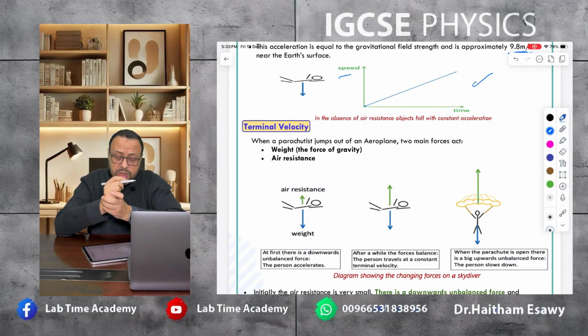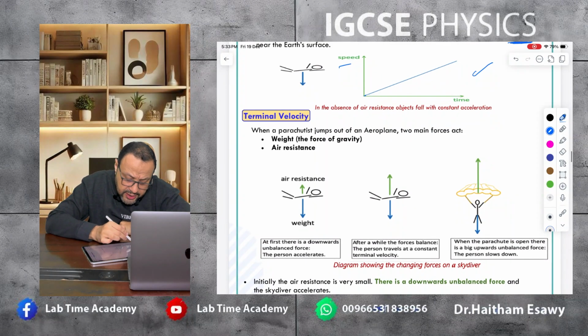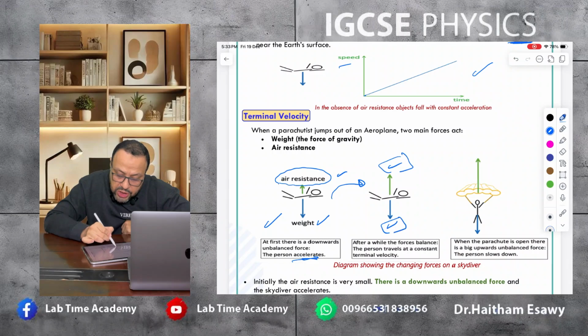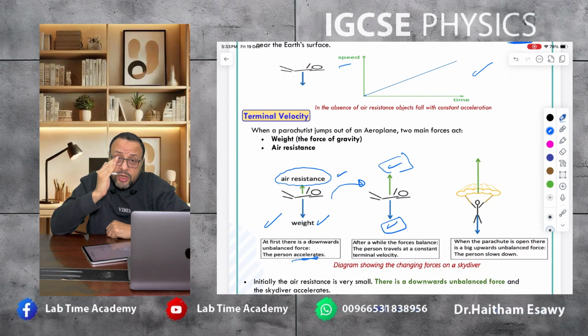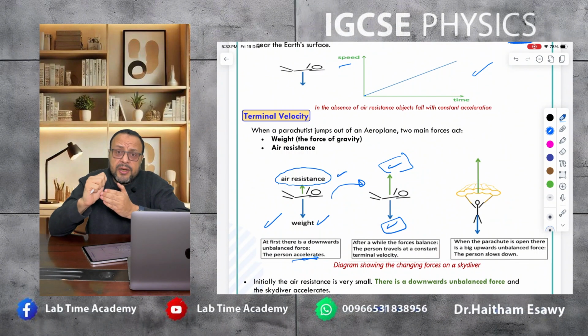Let's talk about each stage. First, when the parachutist jumps from his airplane, his weight will be greater than the air resistance. So the skydiver will accelerate. Then what will happen? The two forces will be equal to each other. The weight and the air resistance will be equal. At this time, the skydiver moves with a terminal velocity, meaning constant velocity. And at this time, the parachutist opens his parachute.